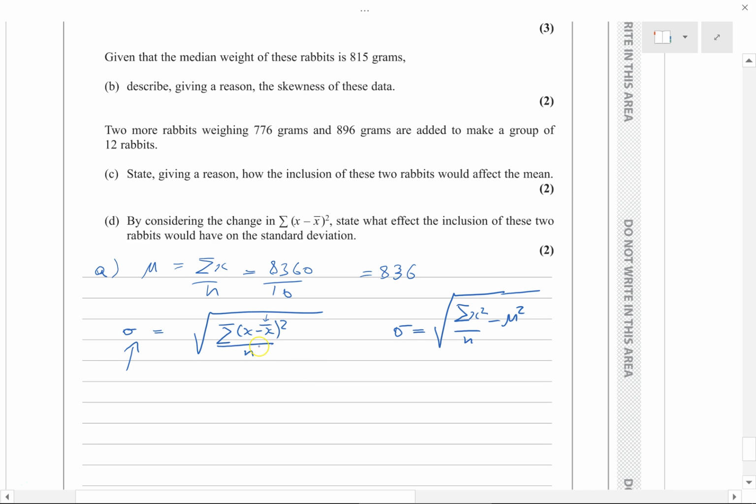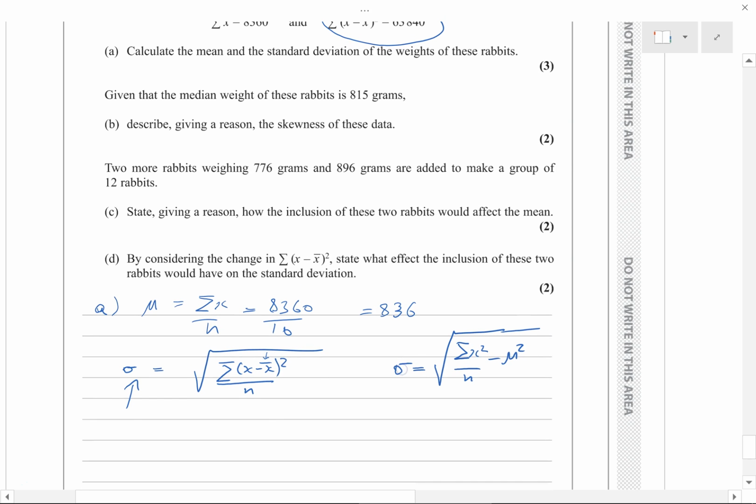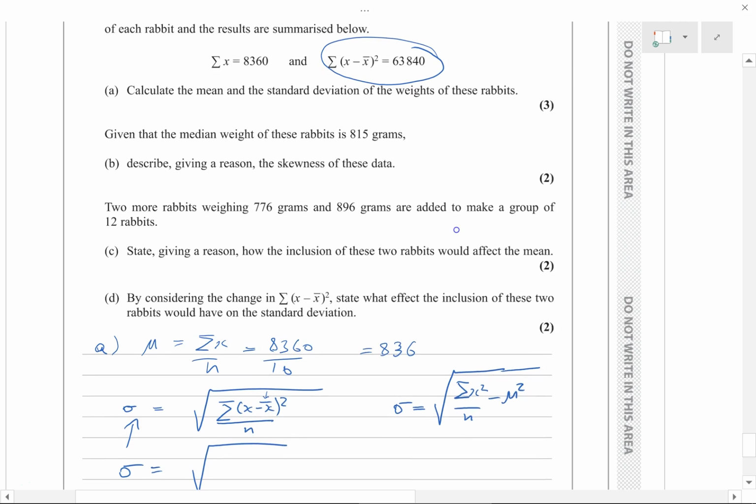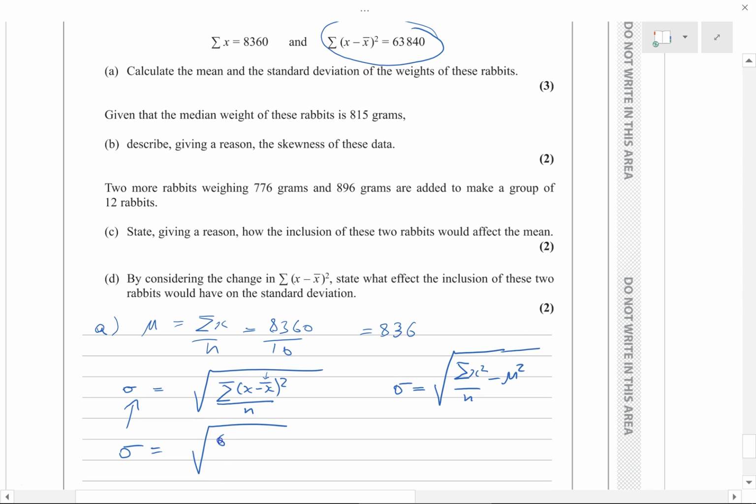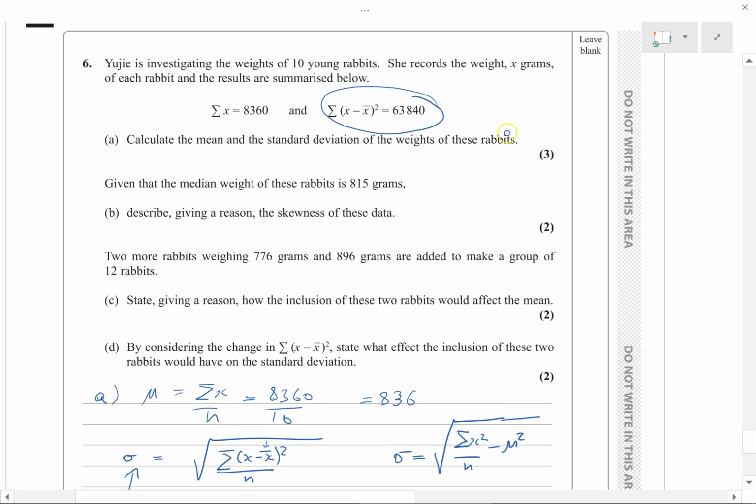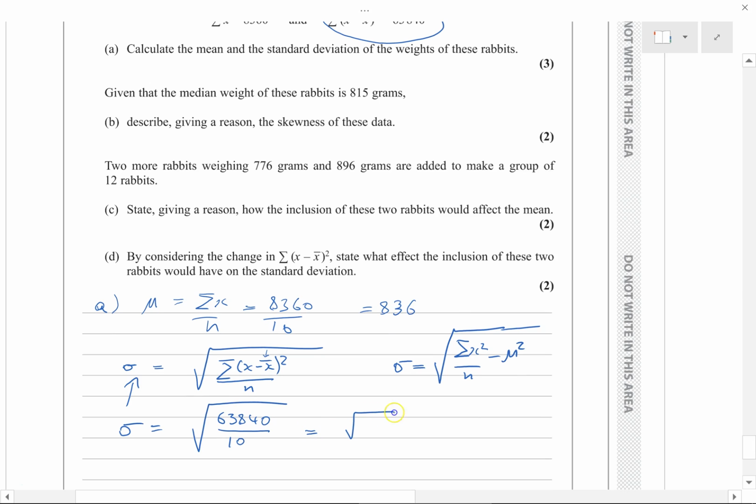So basically we're using this formula. It's not going to be very difficult to work it out. We've got sigma is equal to the square root of 63840 divided by the number of rabbits, which is 10. So that equals the square root of 6384, which is equal to 79.89993. Let's give 3 significant figures, 79.9 to 3 significant figures.